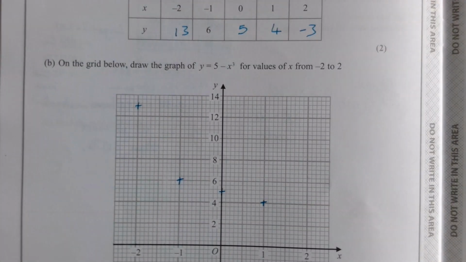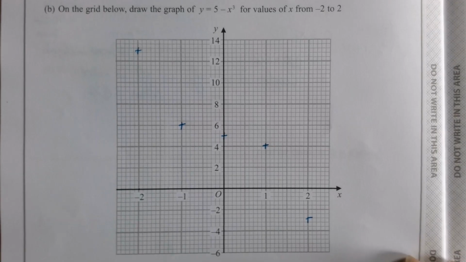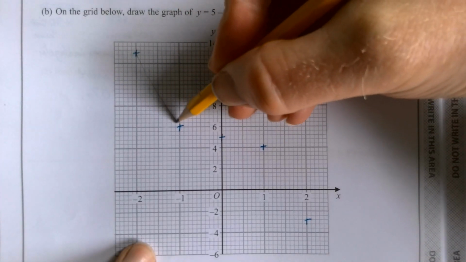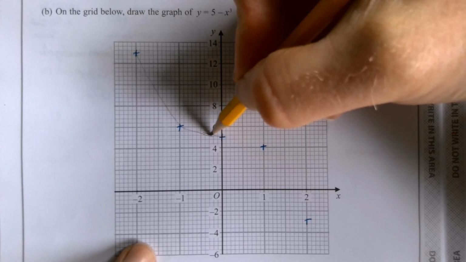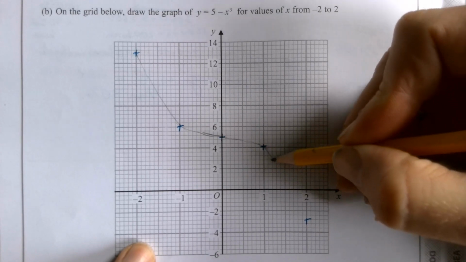And what they want for the second mark, so you get 1 mark for putting the crosses in, but you do need to put a curve in there, and it's got to go all the way from the negative 2 part. Now, you don't have to do it in one go. I tend to use a lot of little lines and just build it up very lightly.